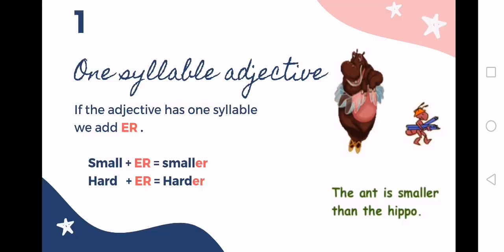Rule number one, one syllable adjectives. For example, if the adjective has one syllable, we add er at the end of the adjective. Example, we have small. It is just one syllable, small. So we add er: smaller. Hard, harder. Here we have this example: the ant is smaller than the hippo, okay?